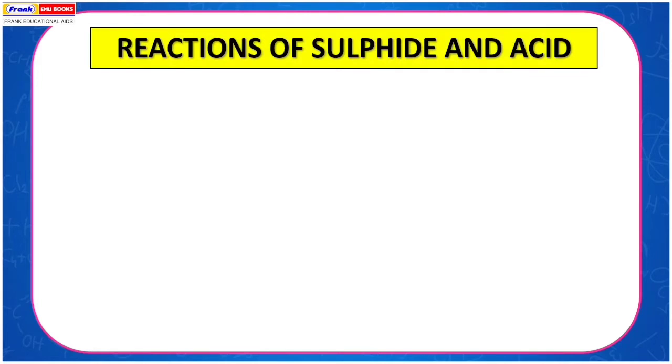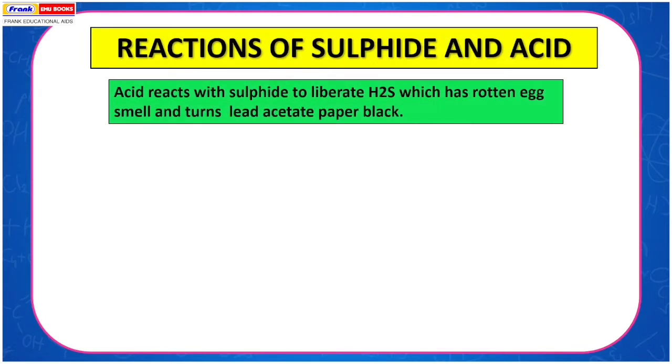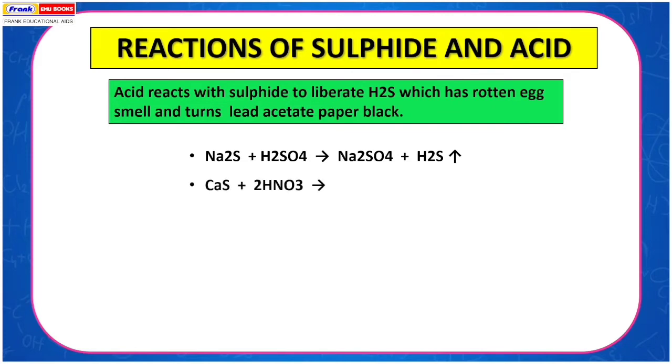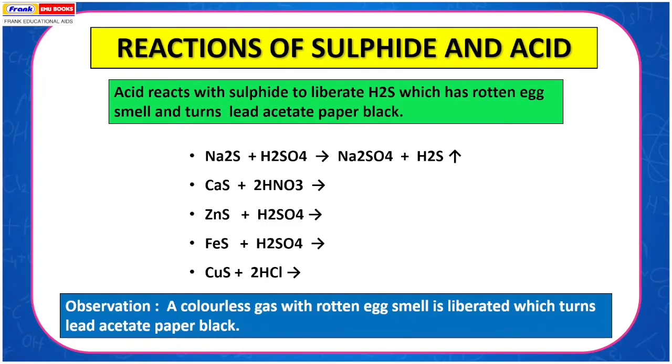Reactions of sulfide and acid. Acid reacts with sulfide to liberate H2S, which has a rotten egg smell and turns lead acetate vapor black. Na2S reacts with H2SO4 to produce Na2SO4 and H2S. Similarly, CaS reacts with nitric acid, ZnS with sulfuric acid, FeS with sulfuric acid, and CuS with HCl to give similar observations. Observation: a colorless gas with a rotten egg smell is liberated, which turns lead acetate vapor black.